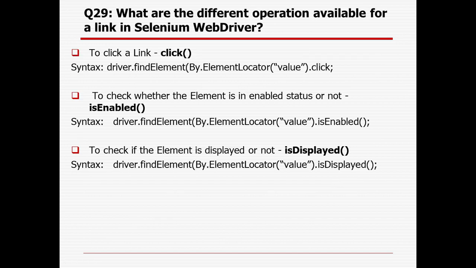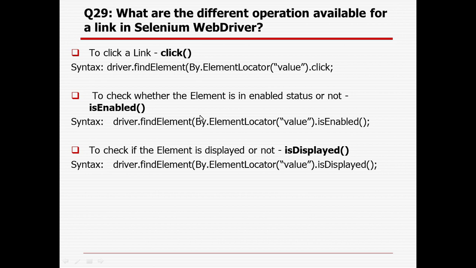Suppose there are a lot of different web elements. It can be a web edit box, a link, a checkbox, or a radio button. So for the link, there are three operations or methods that can be performed. First one: if you want to click a link, you need to use the click method, right? First you need to identify the element, using maybe id, name, or CSS, and then click it because it is a link. Obviously we can click it.